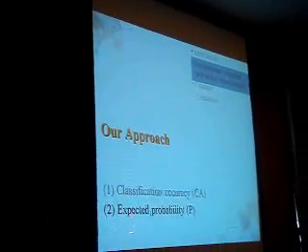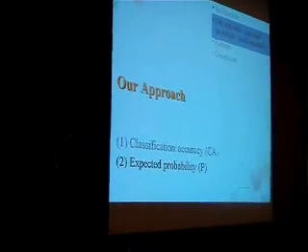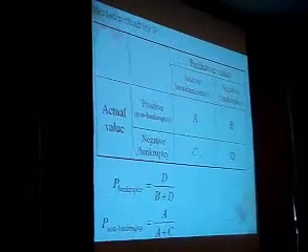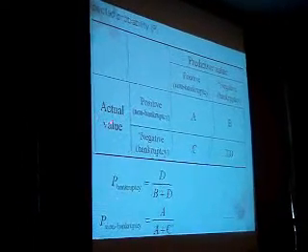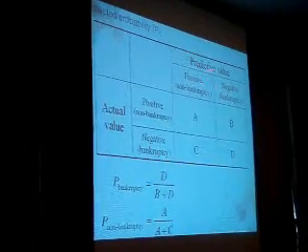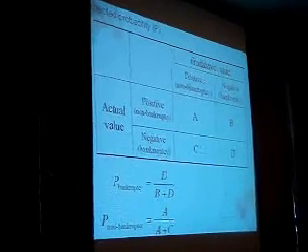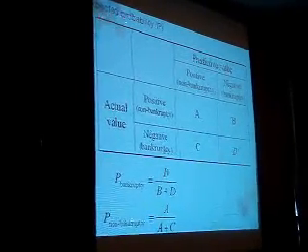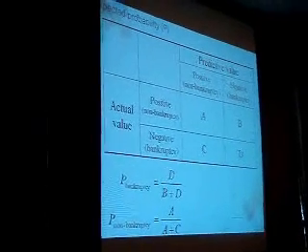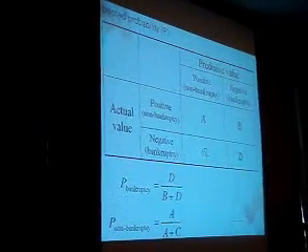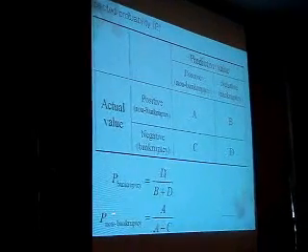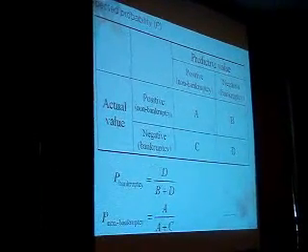Our approach is the expected probability. This is the actual value. That is the predicted value. P is the predicted expected probability. So we have P bankruptcy and P non-bankruptcy.